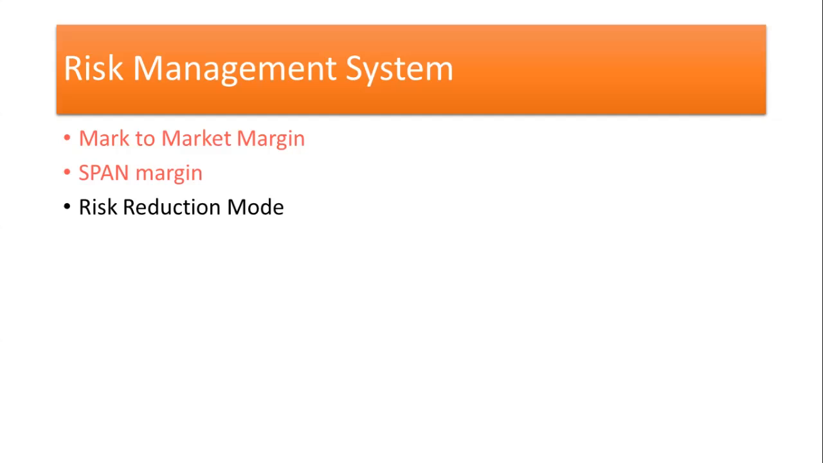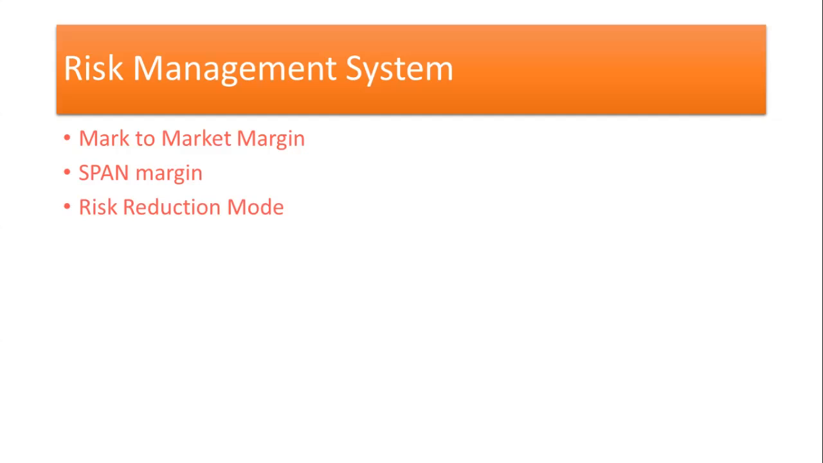Then the stockbroker shall be moved back to the normal risk management mode as and when the collateral utilization of the stockbroker is lower than 90%. These are the additional measures taken by SEBI to protect the interest of the investor against default or credit risk. This is what is called the risk reduction mode.